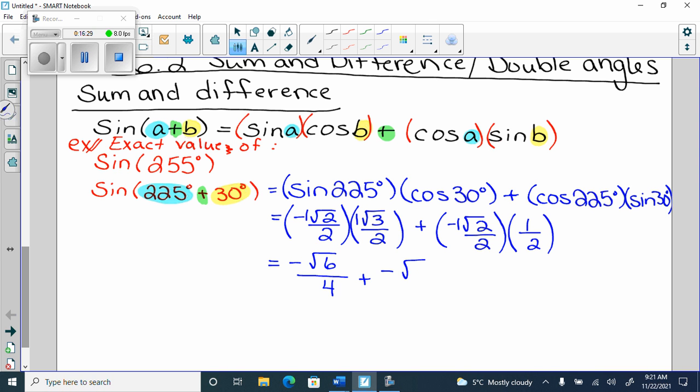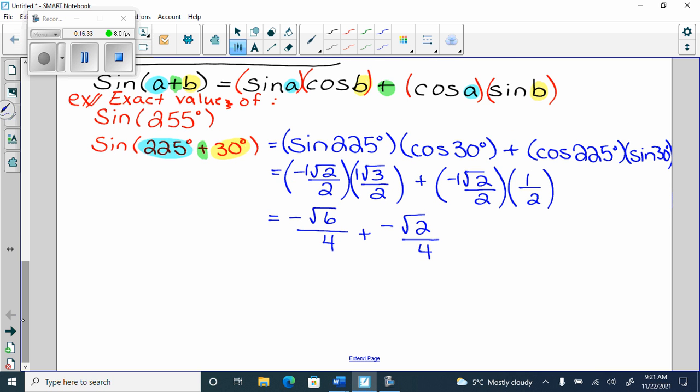Root 2 over 4. Now we have a common denominator, so we can just write it all over. Negative root 6 minus root 2 over 4. Can I reduce my radicals at all? No. It usually goes really well to this point, and then people start doing some crazy stuff. They're like negative root 4, and then it's a 2, and I'm like, stop. It's just boxed. Don't do any more. You can't do anything else. That is the exact value.